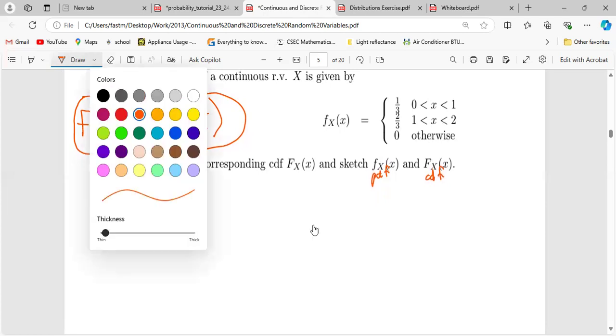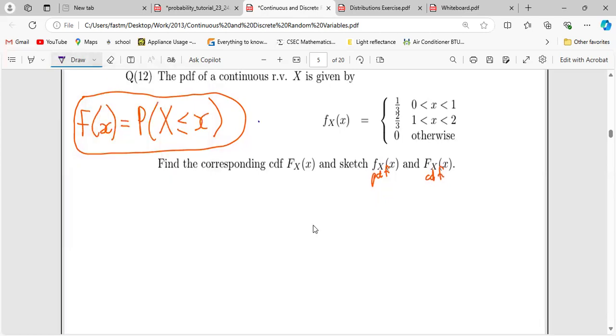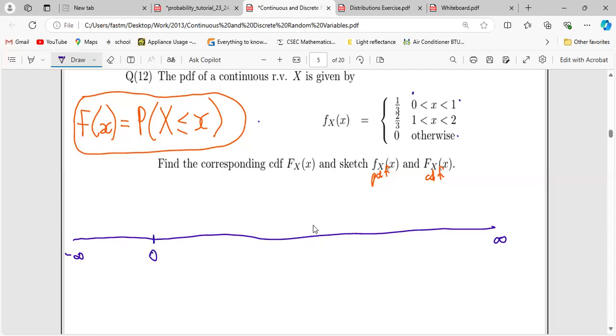So the first thing you do when you're trying to get the CDF for a continuous random variable is draw a line, just a straight line. Then you know you're going to start with minus infinity and go up to positive infinity. What you're going to do now is sketch the piecewise function they give you onto this line. So the first interval is 0, then the other one is 1, then the other one is 2, and then 0 otherwise. So that's what you're working with.